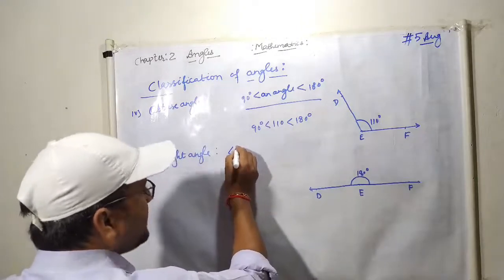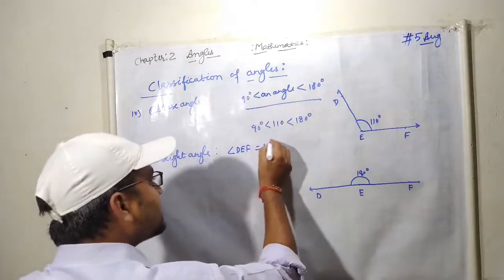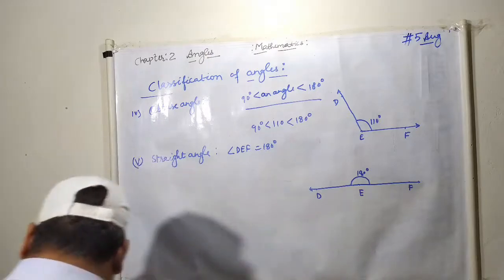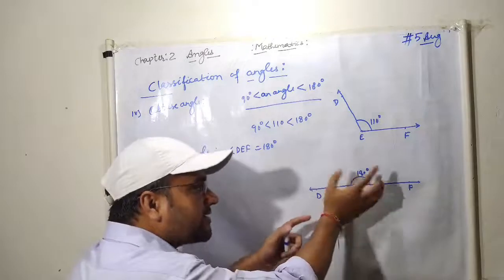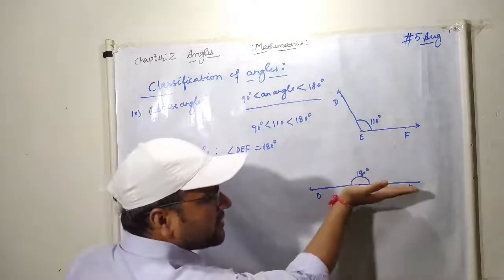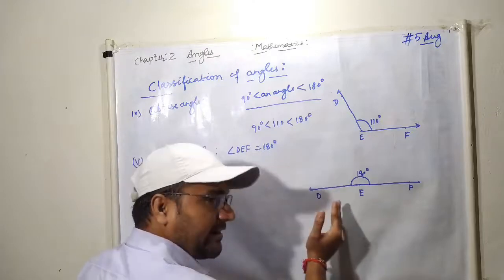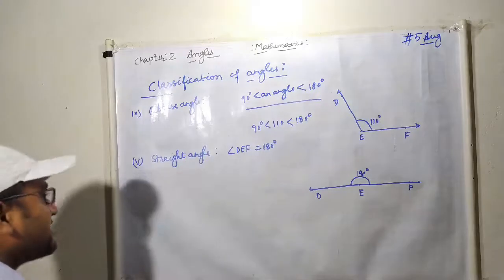Angle DEF is equal to 180. It is also known as a straight angle. An angle whose measure is 180 degrees is called a straight angle. It is equal to half of a complete rotation. This is a zero angle, you start with this one up to 180. This is half of one complete rotation. So it is a straight angle.